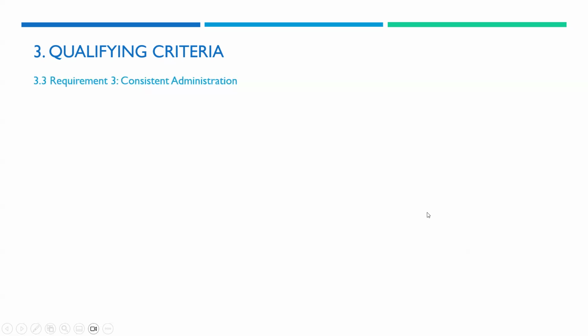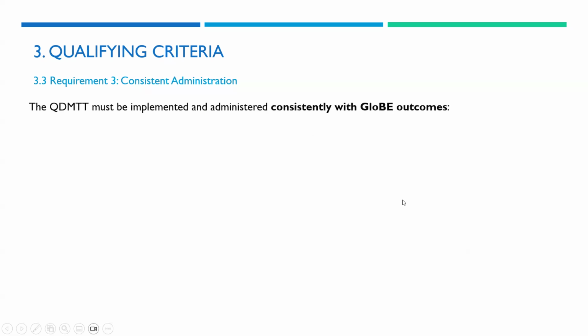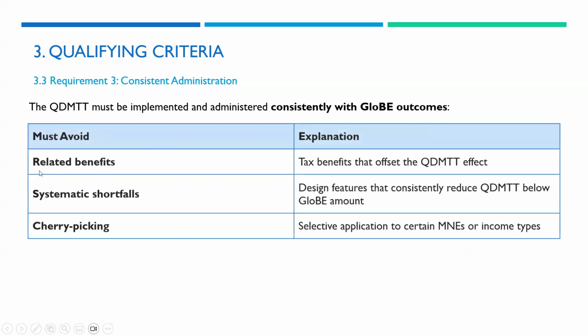The third criterion is that there should be consistent administration also. What does it mean? The QDMTT must be implemented and administered consistently with GloBE outcomes. So what it says is that you can't give any related tax benefits that will offset the QDMTT. For example, if you're paying QDMTT, it could offset the corporate tax or VAT, or you'd get a refund credit. No, you can't give any benefits for payment of QDMTT just to attract investments. If you are doing that, then you'll be removed from the qualifying status. You will only be a DMTT, and whatever you do in the DMTT, the IIR will still apply.